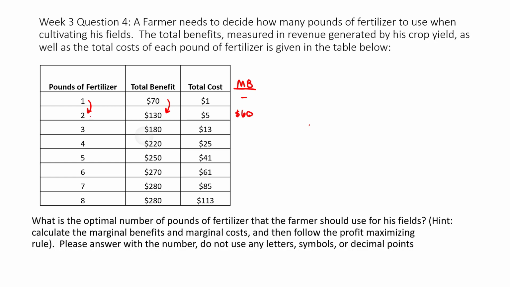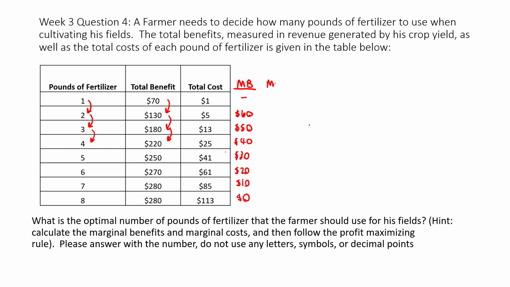If you're adding that second unit of fertilizer. If you're adding that third unit of fertilizer, we're going from 130 to 180, right? You're looking at marginal benefit of 50. As we go from 3 to 4, it looks like our total benefits go from 180 to 220. That's 40. Right, as we go from 4 to 5, you can see the total benefit goes from 220 to 250, which is 30. As we go from 5 to 6, again, you see it increase by 20, then by 10, then by 0. Right.